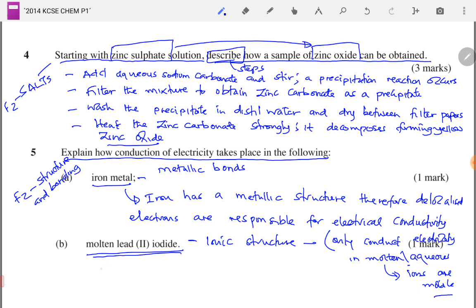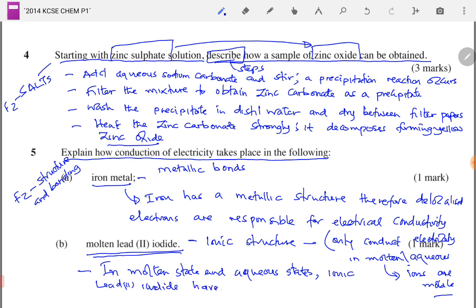So now, to give an explanation, we are saying that in molten and aqueous states, ionic lead(II) iodide has its ions mobile. So the reason is because the ions are mobile in that state. So that is the reason that we can attribute to the conductivity of molten lead(II) iodide.